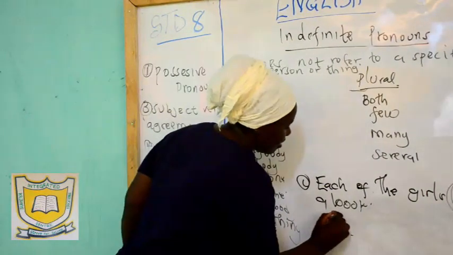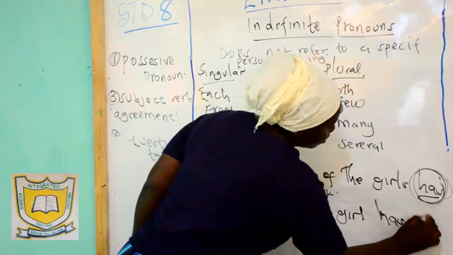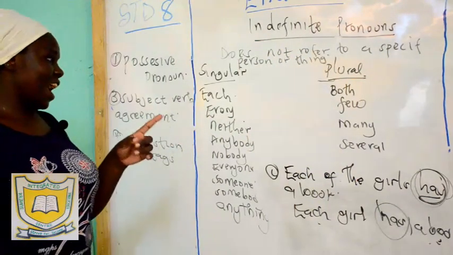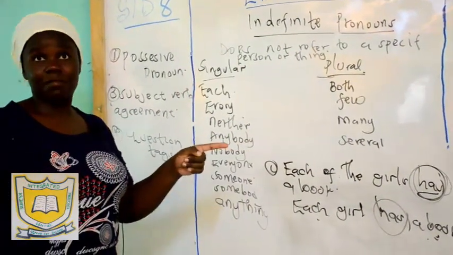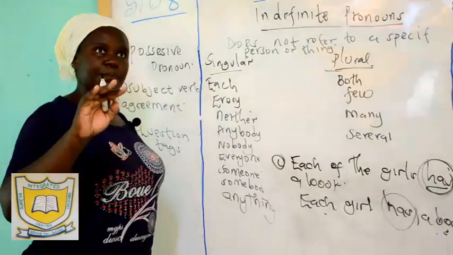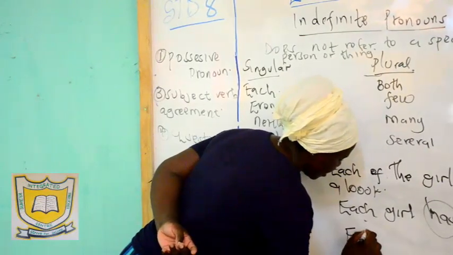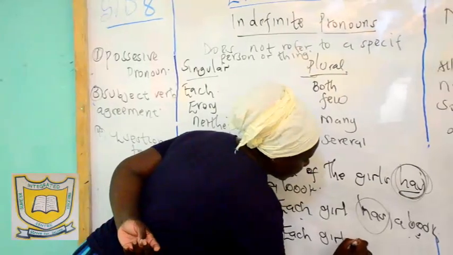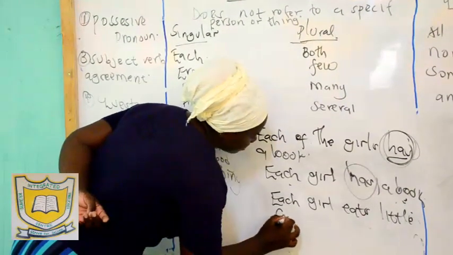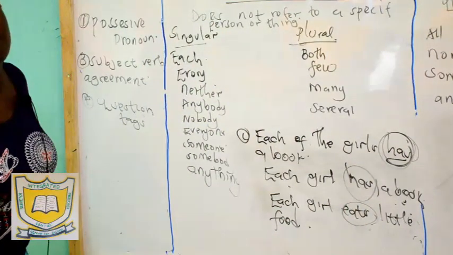Or you can say each girl has a book. Each girl has a book. So you have has, which is singular. And then I said they take singular helping verbs, but they take plural verbs. If I say it is a plural verb, I mean it has an S on it. So you can say each girl eats little food. Each girl eats little food. Eats, the present simple tense, habitual.